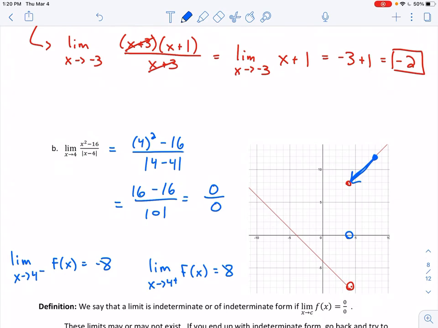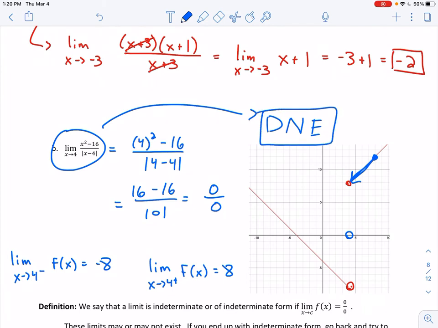So this limit really does not exist. And we could have just looked at the graph there, but it's helpful, I think, to think about the one-sided limits as well.